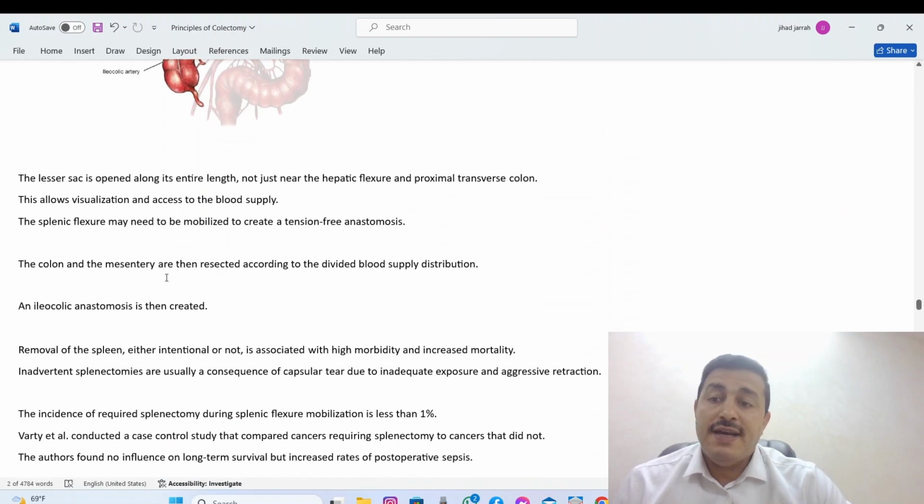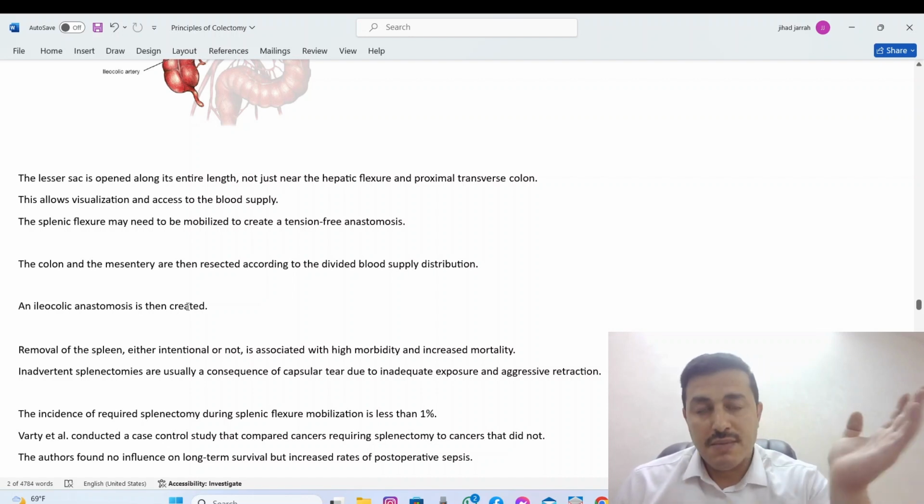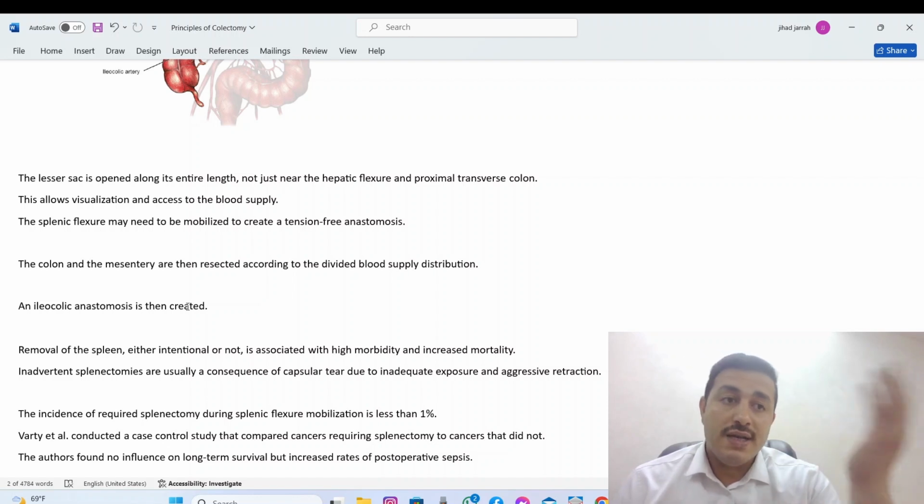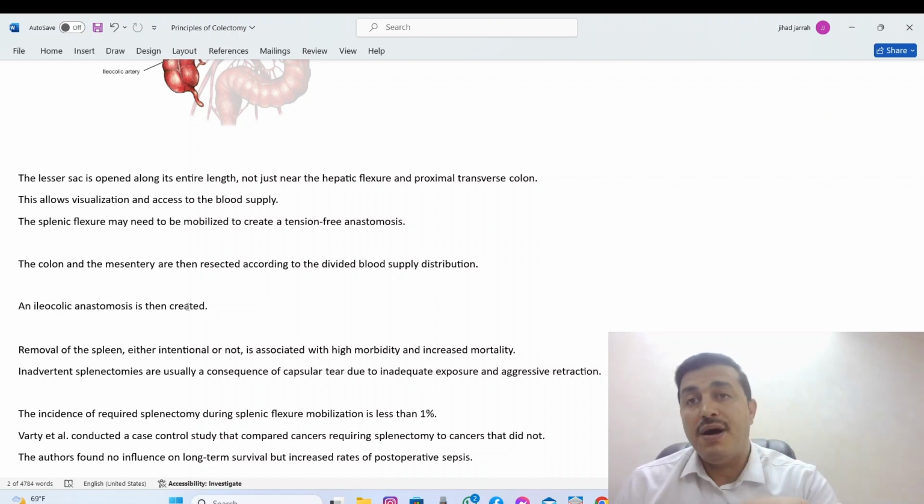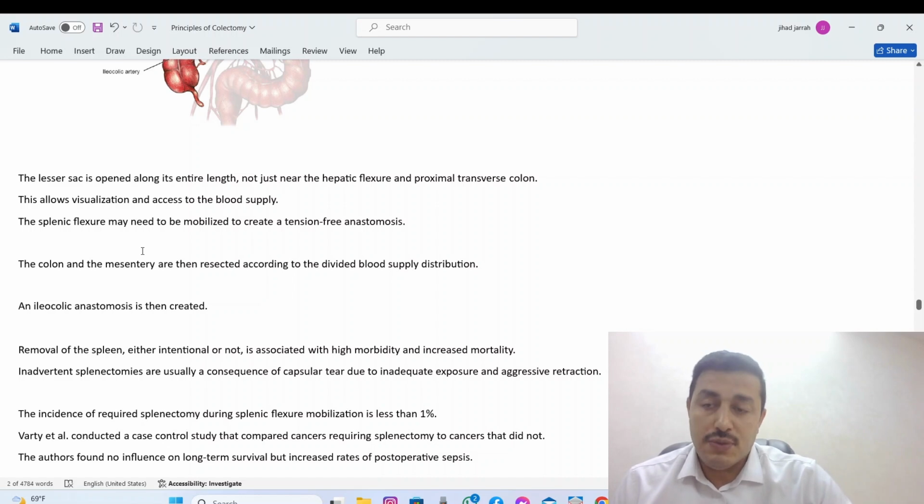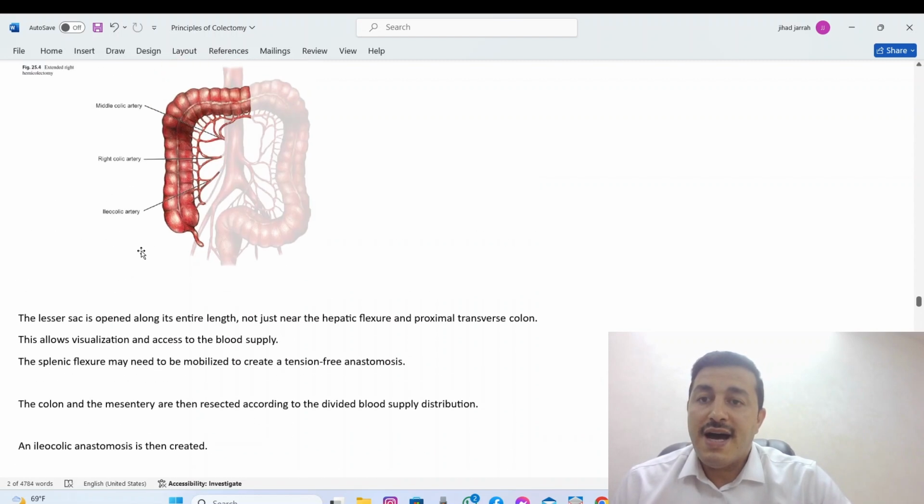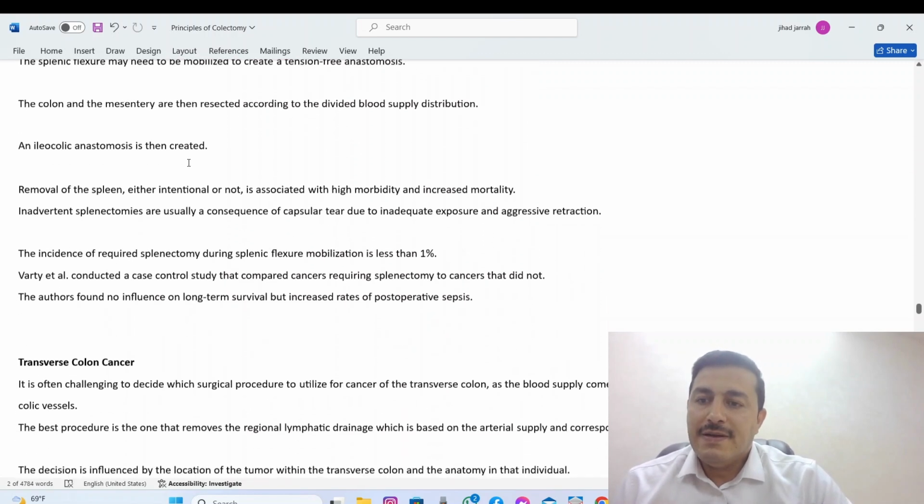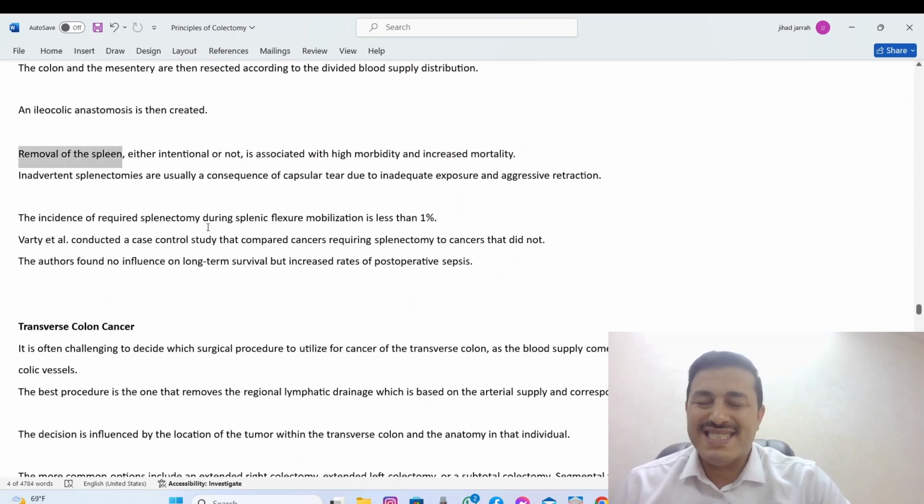Okay. Finally, an ileocolic anastomosis is created. As we said, it can be, upon surgeon preference, intracorporeal or extracorporeal, hand-sewn, stapled, or combined, side to side or end to end, antiperistaltic or isoperistaltic. It depends on the surgeon. Isoperistaltic, by the way, if you remember from the anastomosis lecture, is more logical in extended right, because it gives us additional distance. Okay, we said removal of the spleen is not necessary.